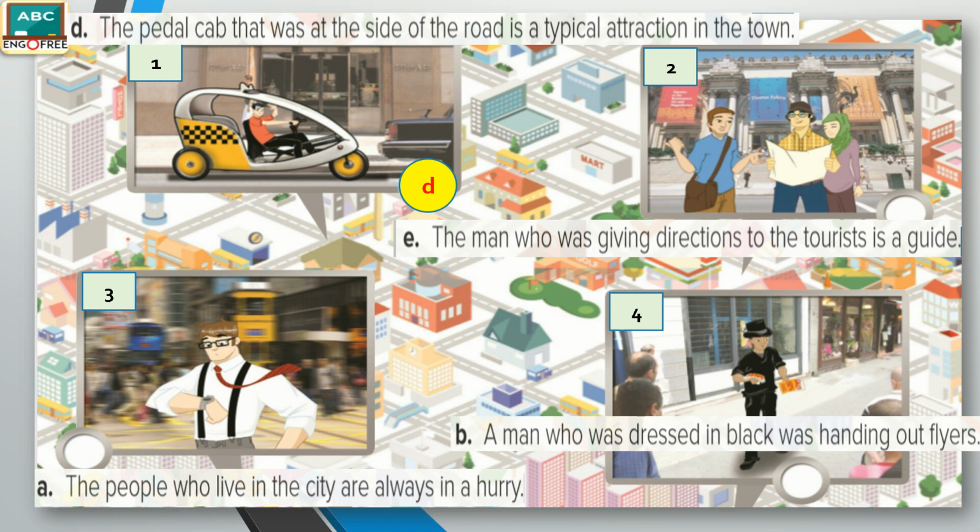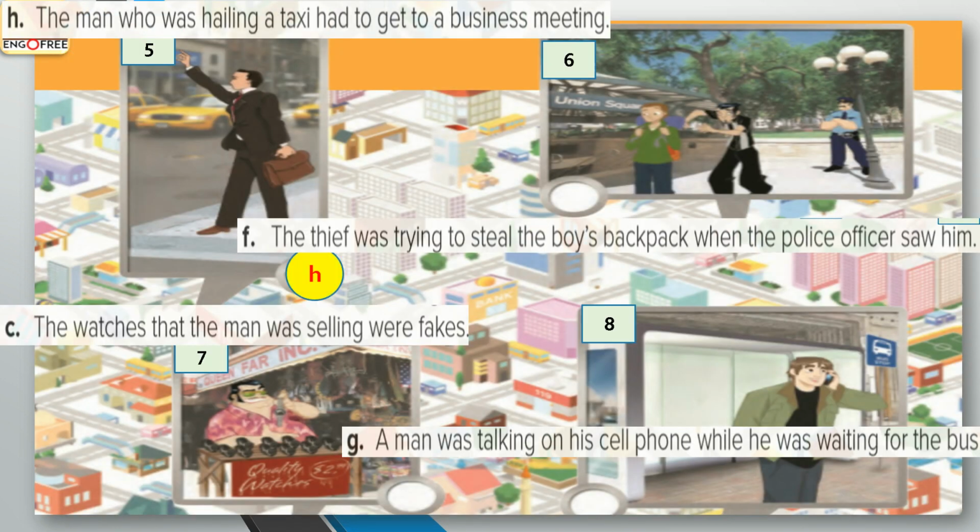D. The pedal cab that was at the side of the road is a typical attraction in the town. E. The man who is giving directions to the tourists is a guide. A. The people who live in the city are always in a hurry. B. A man who was dressed in black was handing out flyers. H. The man who was hailing a taxi had to get to a business meeting. F. The thief was trying to steal the boy's backpack when the police officer saw him. C. The watches that the man was selling were fakes. G. A man was talking on his cell phone while he was waiting for the bus.